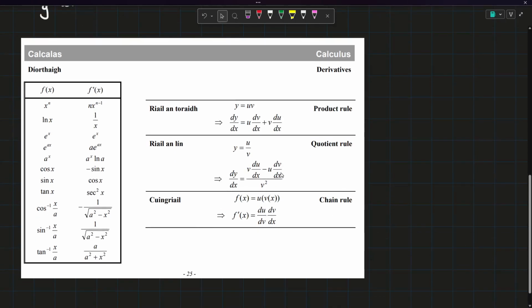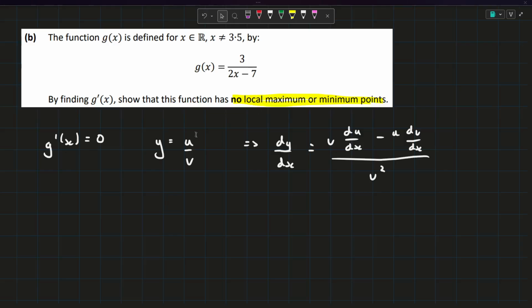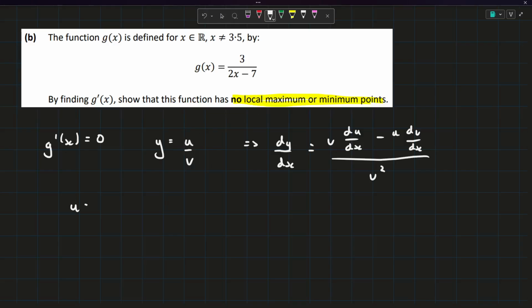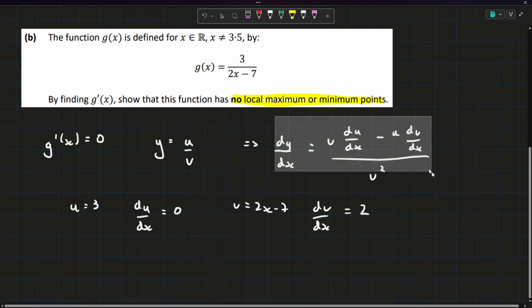So if you go to page 25 of the Formulae and Tables booklet, you'll see the quotient rule here, which I'll write down. So here, u is the top function, v is the bottom function. So here, u is equal to 3. So the derivative of u with respect to x will be 0. And here, v is equal to 2x minus 7. So the derivative of v with respect to x will just be 2. And then we can just sub into this formula.